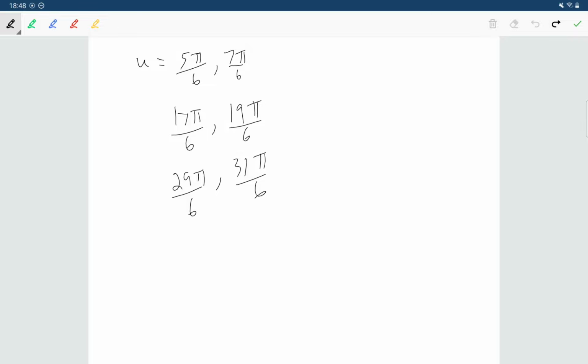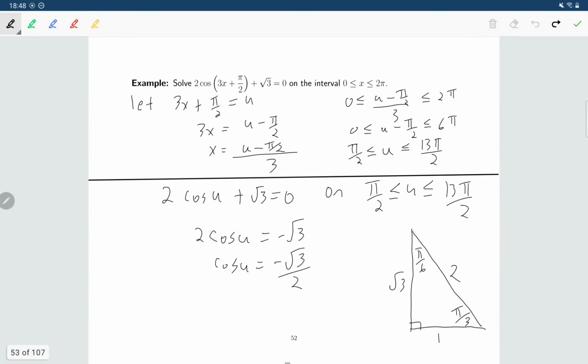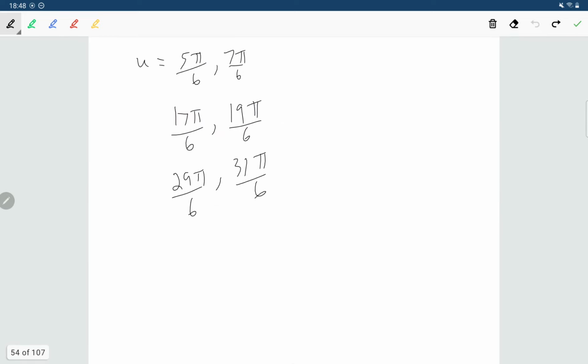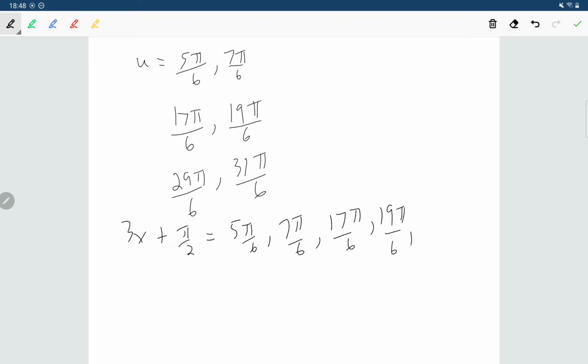And now that we have our values for u, we get to go back and figure out our values for x. Because remember that u is equal to 3x plus pi over 2. So that means that 3x plus pi over 2 is equal to all these numbers: 5 pi over 6, 7 pi over 6, 17 pi over 6, 19 pi over 6, 29 pi over 6, and 31 pi over 6.